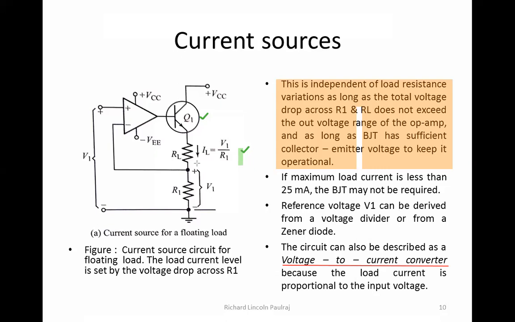So current is in the form of IL. Now IL is again dependent on R1 but not RL, interestingly. So I can say that it is a voltage to current converter. Any doubts here, students? Can I proceed? Is it fine? Any doubts here? Yes. Please feel free to ask.